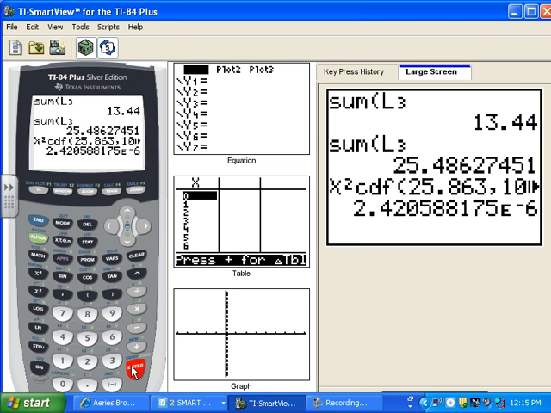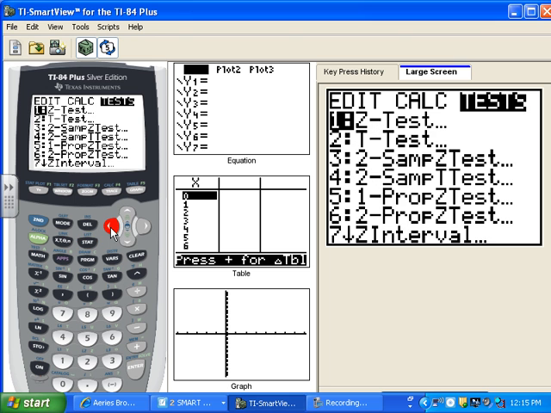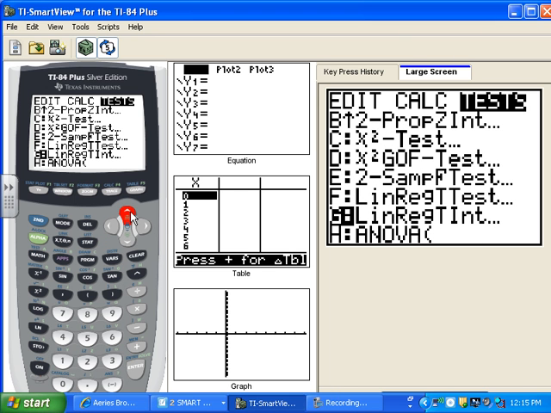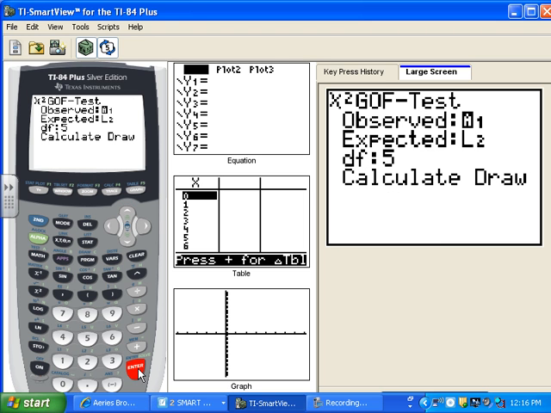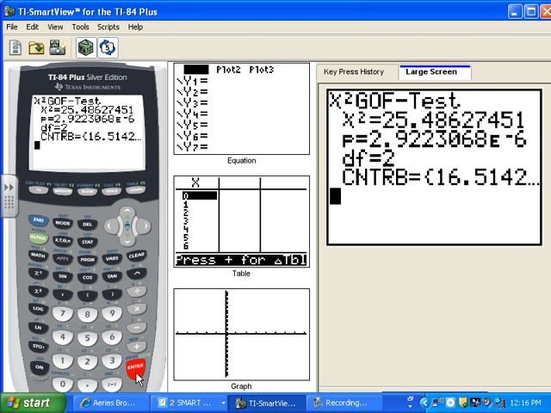Again, notice that this is going to match if I go stat, test, and the TI-84s have the goodness of fit, but the 83s don't. List 1 is observed. List 2 is expected. My degrees of freedom in this case is 2. We're going to hit calculate. And again, it's essentially the same p-value. So there's multiple ways to find that p-value. Does that make sense? And it should fit with your norm CDF as well as your t CDF.